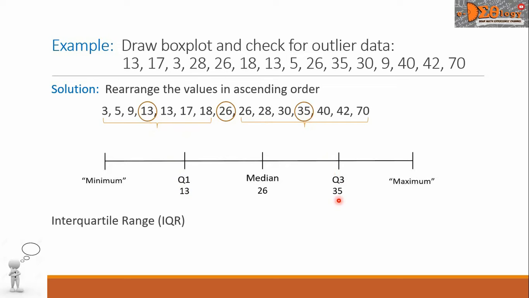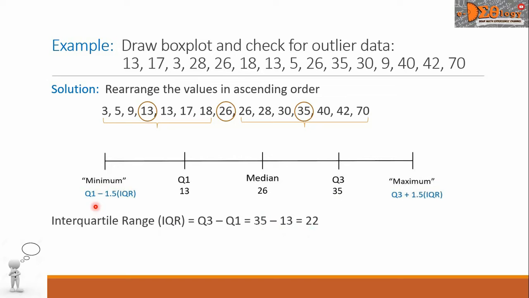Now, let us compute for the interquartile range, or the IQR. Our formula, third quartile minus first quartile. So we have 35 minus 13, and this is equal to 22. Now let us solve for the minimum and maximum.